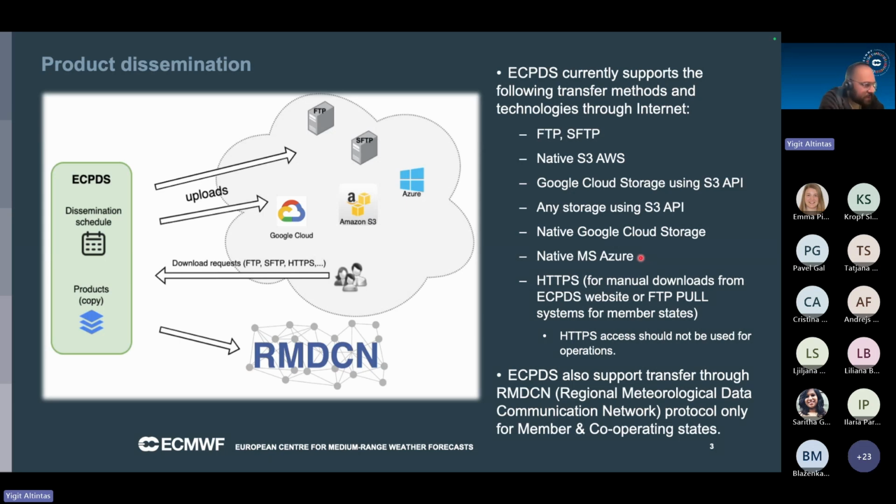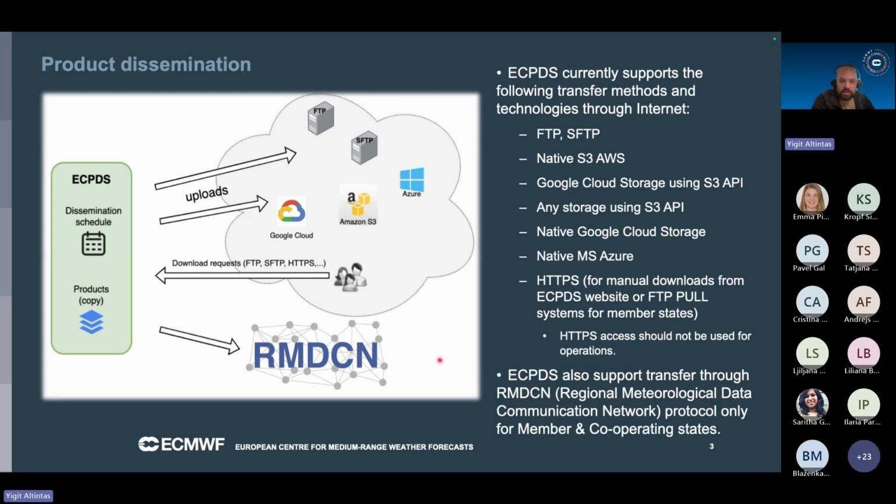We also have HTTPS access for manual downloads from the destination website, which I'm going to come to in a second. Or you can also go to the HTTPS website and download if you're an FTP pool user. But the one caveat here is that we don't suggest that you use HTTP access for operations. And one other thing here is that there is also the protocol called RMDCN. This is simply a meteorological data protocol for transfers, and this is only for member and cooperating states.